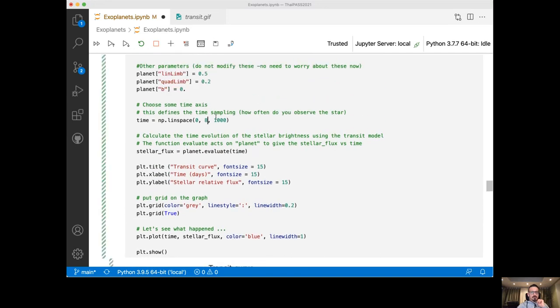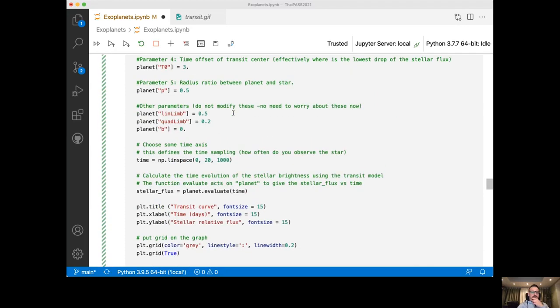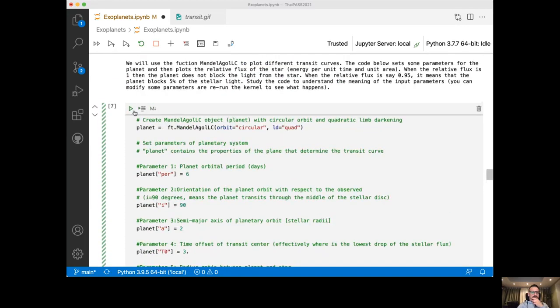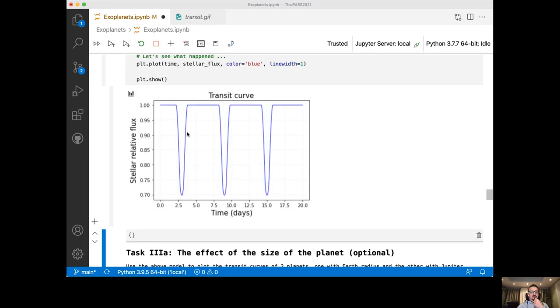Okay, so I can, instead of going up to 8, I can go up to, let's say, 20 days. And then you can see more than one transit.